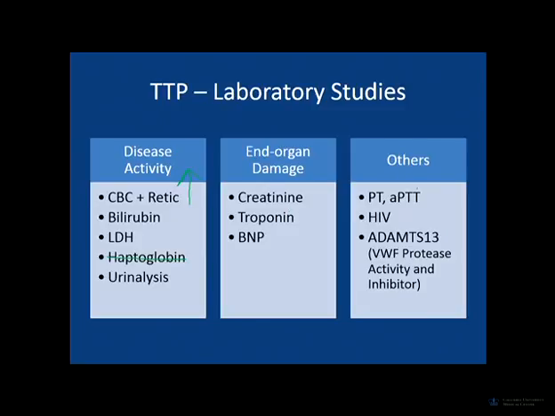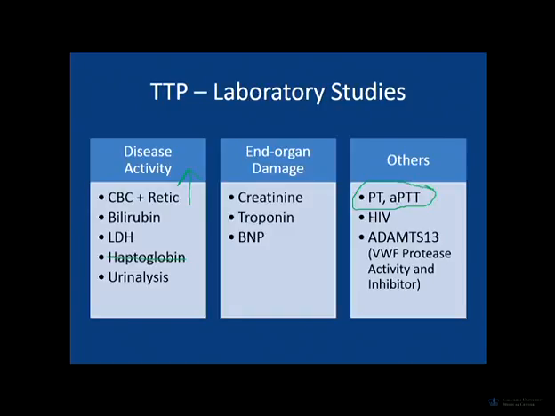You will learn tomorrow about the clotting tests called the PT and the APTT. These are ways of looking for deficiency of clotting proteins in the blood, and these tests are normal in TTP, but again, I'm kind of triangulating this with future lectures. So just know that the PT and the PTT are normal in TTP.